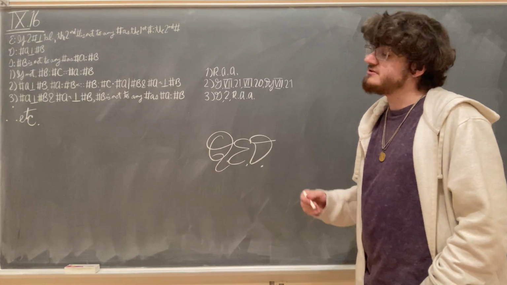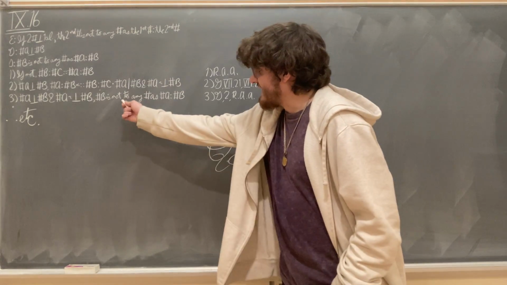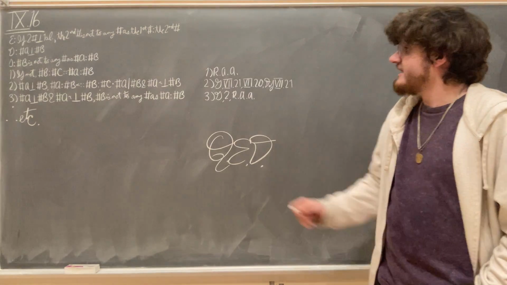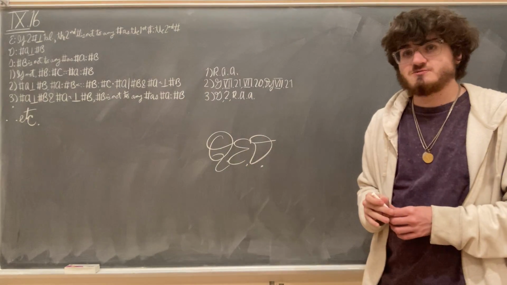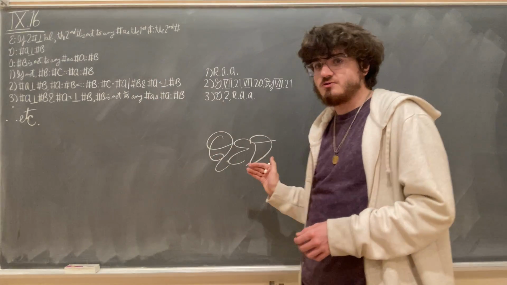And so we can conclude that there is no such number C, and that B is not to any number just as A is to B, which is what we set out to prove, which means we're done with the proposition. Therefore, etc., Q.E.D.